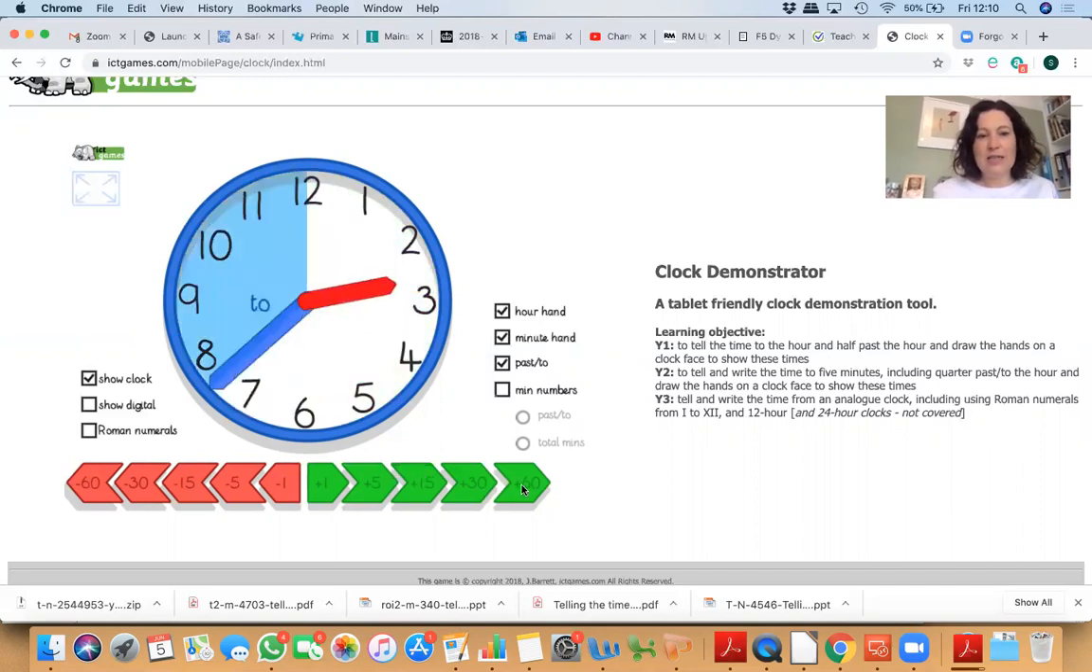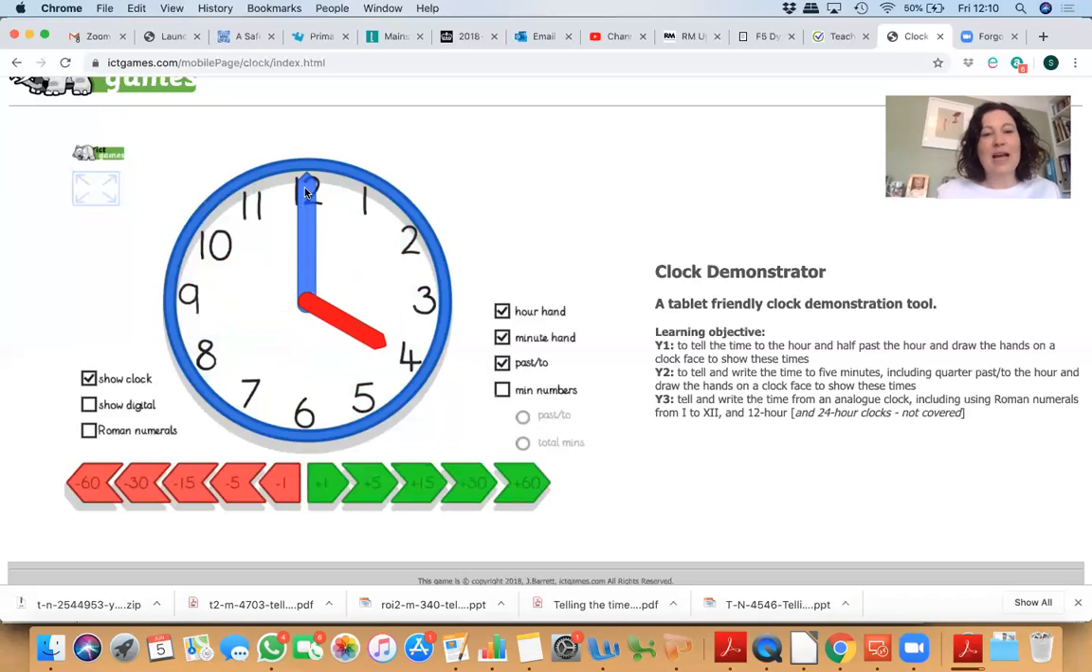Round it goes again. Minute hand pointing straight up. Hour hand's pointing at the 3. 3 o'clock. One more time. Minute hand pointing straight up. Hour hand pointing at the 4. It's 4 o'clock. Now, what about if the minute hand doesn't travel all the way around?